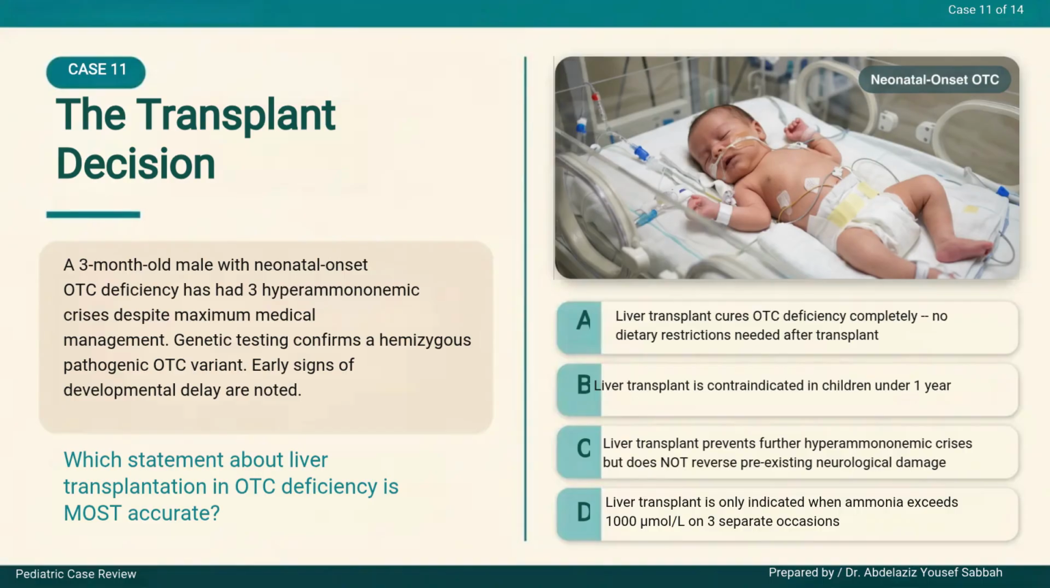A 3-month-old male with neonatal onset OTC deficiency has had 3 hyperammonemic crises despite maximum medical management. Genetic testing confirms a hemizygous pathogenic OTC variant, and early signs of developmental delay are appearing. The team is considering liver transplantation.